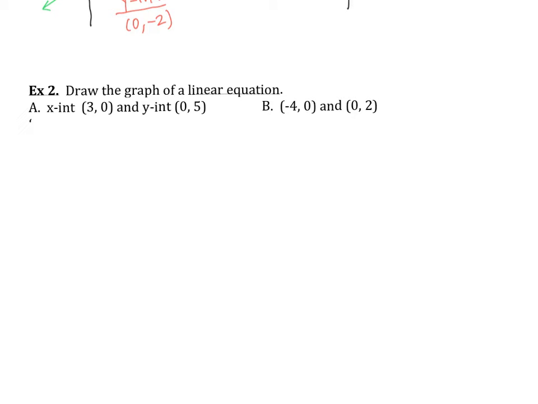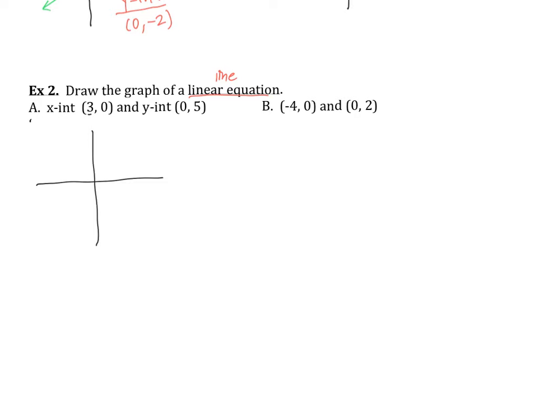For example 2, I'm going to draw the graph of a linear equation with the given intercepts. Okay, so for A, it says the x-intercept is 3, 0, and the y-intercept is 0, 5, and I want to draw the linear equation. Linear equation means I want to draw the line. So I'm going to graph the points, but then I do need to draw the line that passes through those points. So I'm going to make a little sketch of my graph.